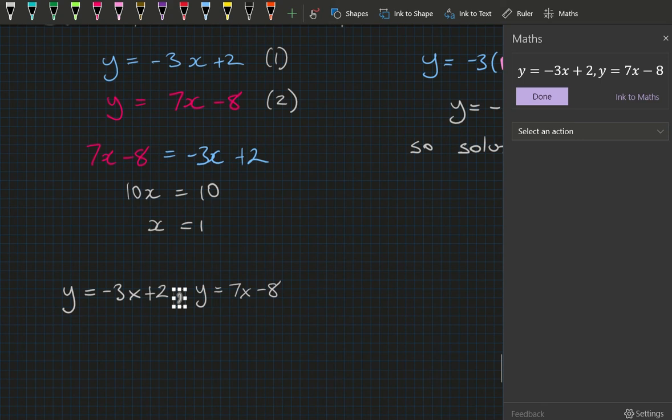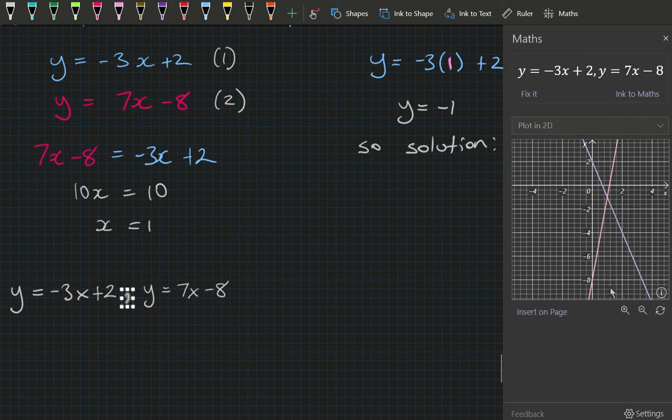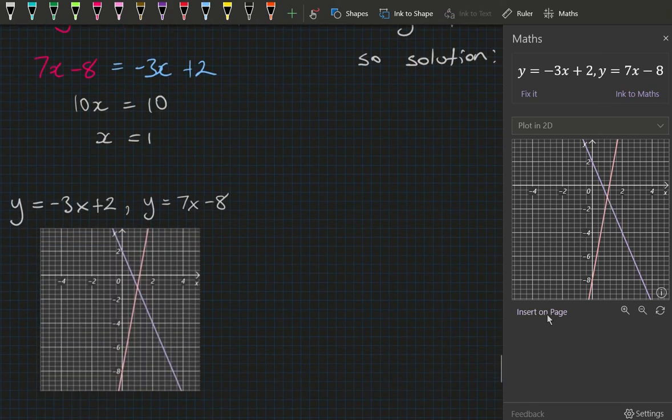So remembering that our solution is x equals 1 and y equals minus 1, let's have a look at what OneNote gives us. So let's plot that and have a look. So clearly this purple line here is our first equation, and this light pinky line is our second equation. You can check the intercepts with this yourself. And we could insert this graph on the page. And clearly the intersection is x equals 1 and y equals minus 1.